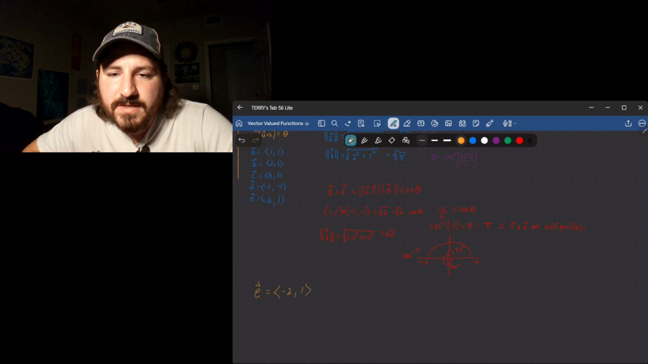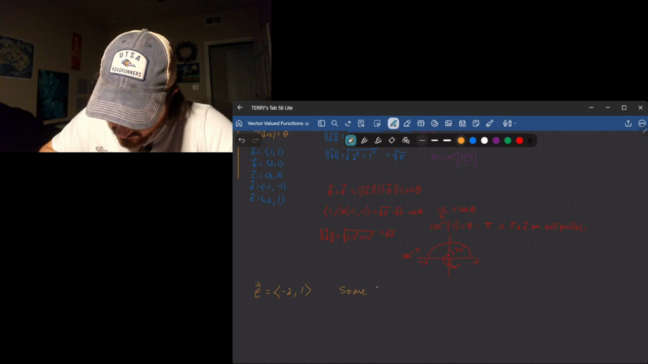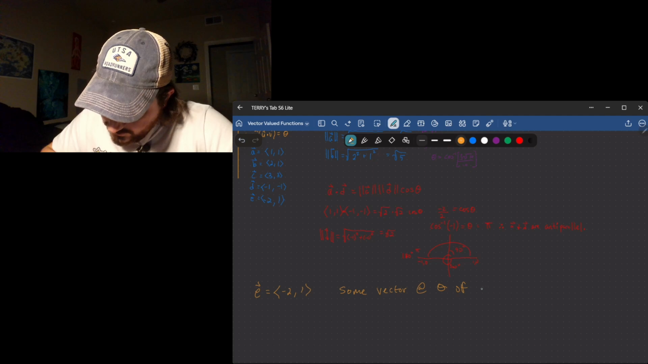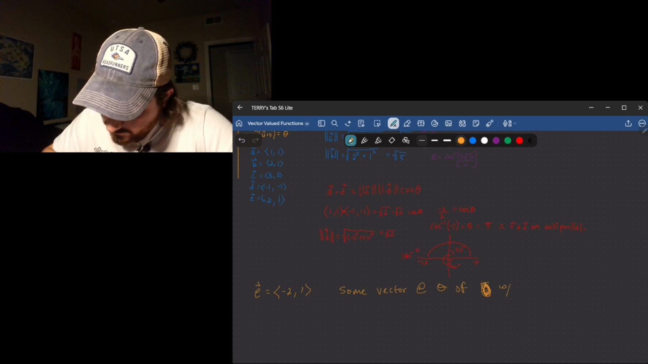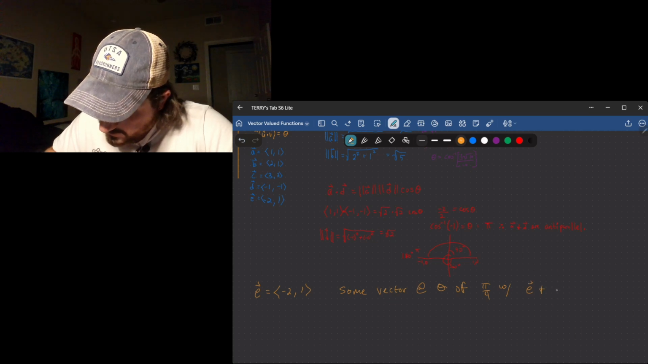Now, what if I tell you that I have some vector that makes an angle of, we'll just say pi over 2 with, actually, sorry, let's not do pi over 2, I apologize. Let's say that we have some vector that makes an angle of pi over 4 with the vector e and the positive x-axis.